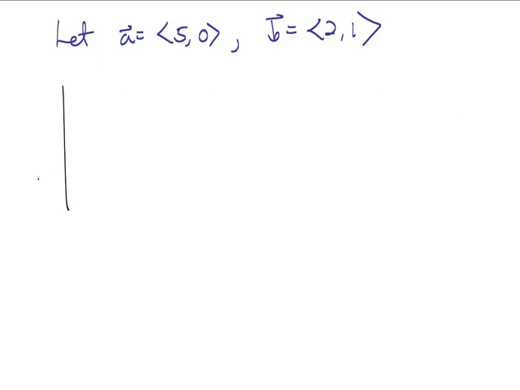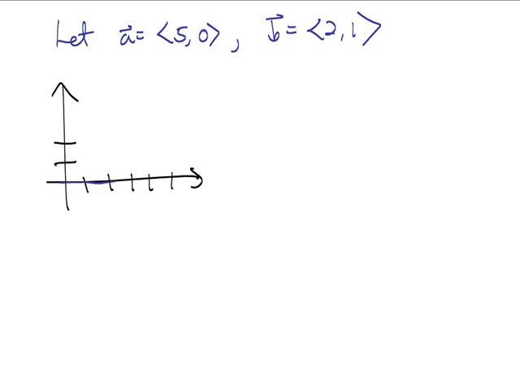Let's suppose I've got a couple of vectors. Let's use just 2 dimensions here, so it's a little bit easier to draw, but everything works the same in 3 dimensions. Let A be the vector 5, 0. Let B be the vector 2, 1. Now this should be pretty straightforward to see what the answer is going to be. 1, 2, 3, 4, 5, 1, 2.